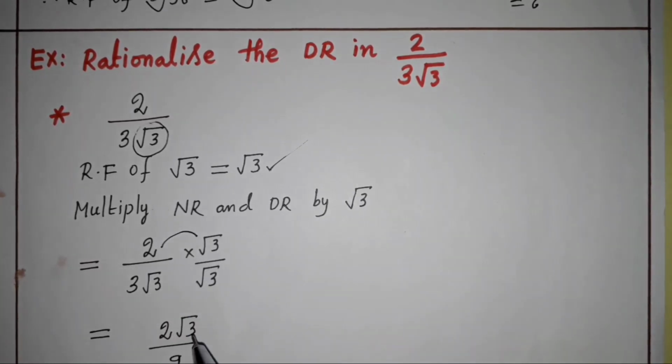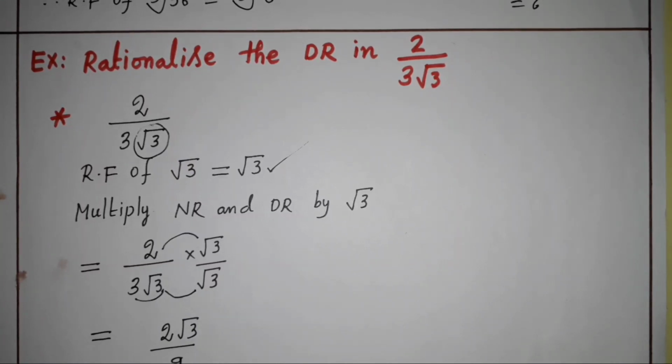2 into root 3, 2 root 3. 3 root 3 into root 3. Root 3 into root 3 is 3. That 3 into 3, 9. See, the denominator is rationalized. That means there are no roots. In the same way, sometimes they can ask to do the rationalization for the numerator also. The same method we apply.